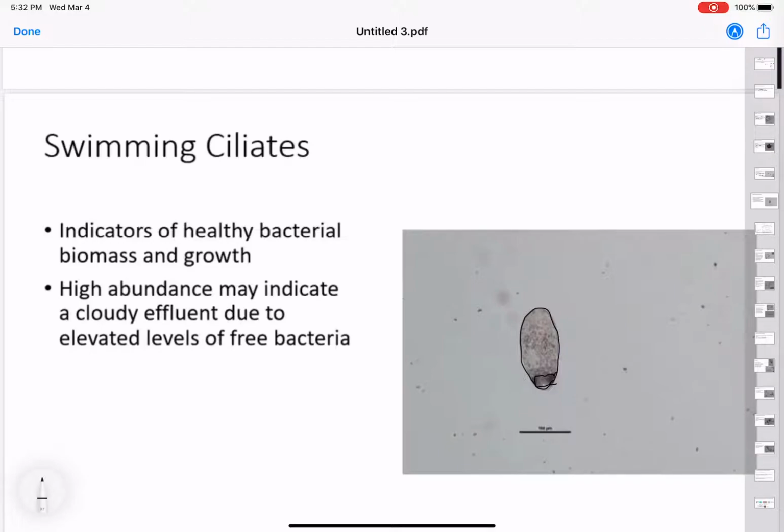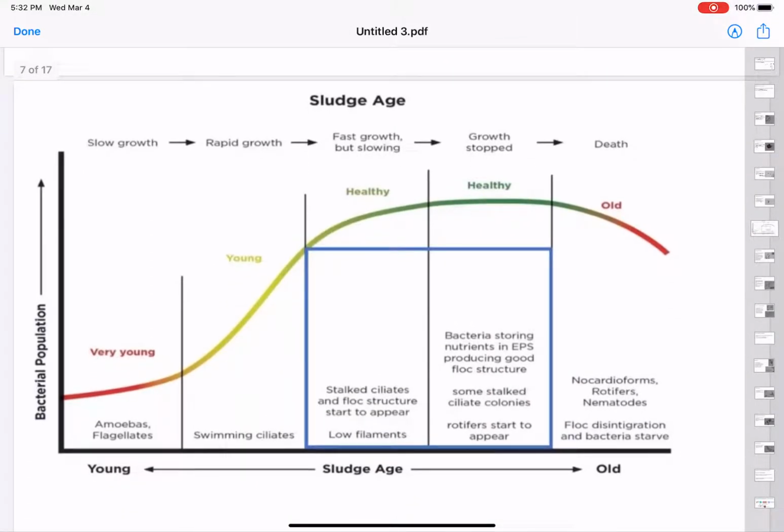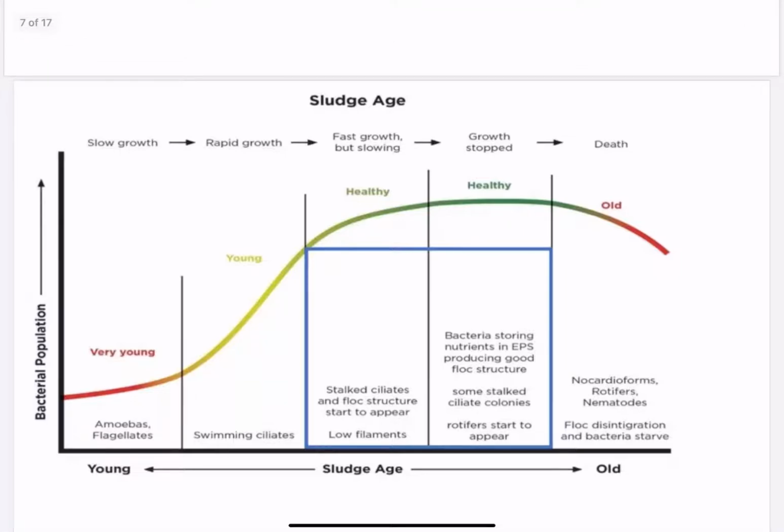And of course, if you see a lot of these swimming ciliates, high numbers of those indicate a cloudy effluent due to elevated levels of free bacteria. Okay, so if there is turbidity because of all these swimming ciliates, you could indicate that there is a high level of free bacteria. This is swimming ciliates.